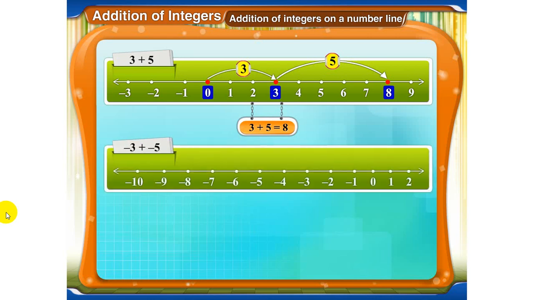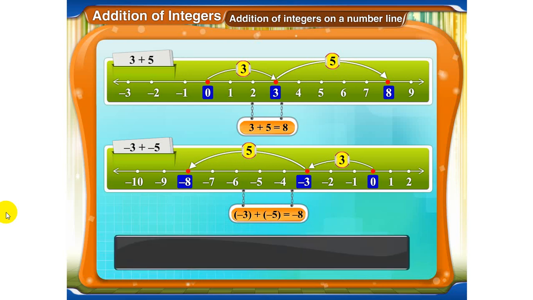2. Let us add minus 3 and minus 5 on the number line. On the number line, we first move 3 steps to the left of 0, reaching minus 3. Then we move 5 steps to the left of minus 3 and reach minus 8. Thus, minus 3 plus minus 5 is equal to minus 8.